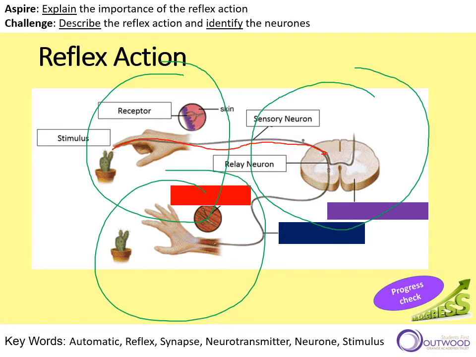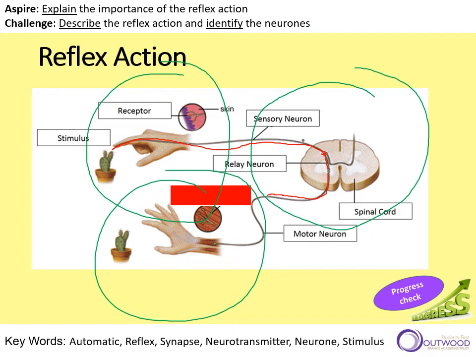Then it's going to jump across to the relay neuron, which is in the spinal cord, and then it will move along this one, which is the motor neuron, all the way to here, which is the effector, which happens to be a muscle in the finger, and it will cause the hand to move away. So stimulus, receptor, sensory neuron, relay neuron, spinal cord, motor neuron, and effector.